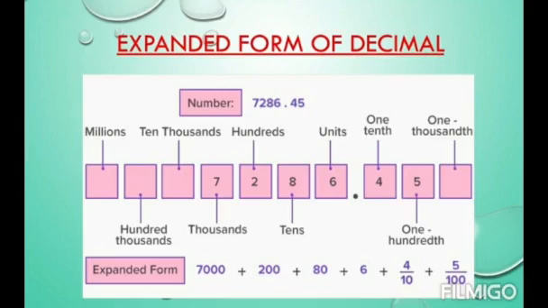Expanded form of a decimal. Expanded form of 7286.45 can be written as 7000 plus 200 plus 80 plus 6 plus 4 upon 10 plus 5 upon 100.